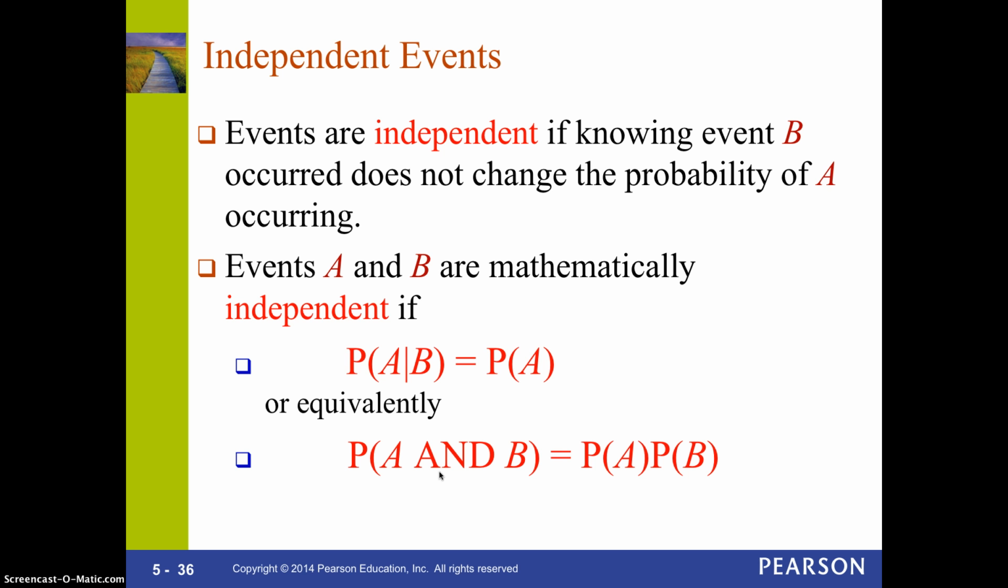That means that the probability of A and B is going to be the probability of A times the probability of B. Remember, one of the ways I wrote the formula was the probability of A and B equals the probability of A given B times the probability of B, but we know the probability of A given B is just the probability of A. So that's where this here comes from.